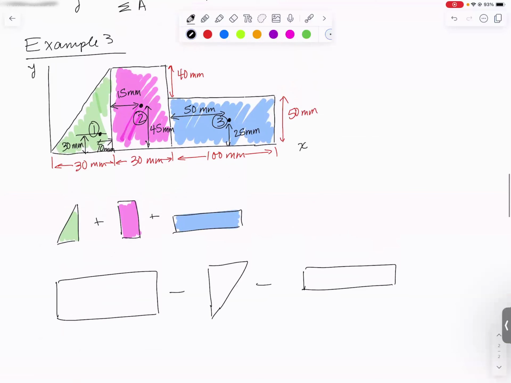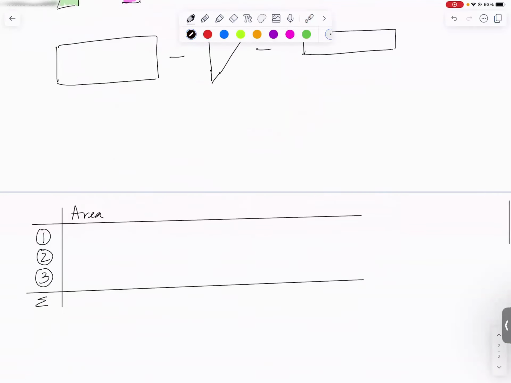Shape number 1 was a triangle. And so the formula for the area of a triangle is 1/2 base times height. The base is 30. The height will be 90. I get that from the 50 plus 40. So 1/2 times 30 times 90. And those are both millimeters, so we'll be in millimeters squared.